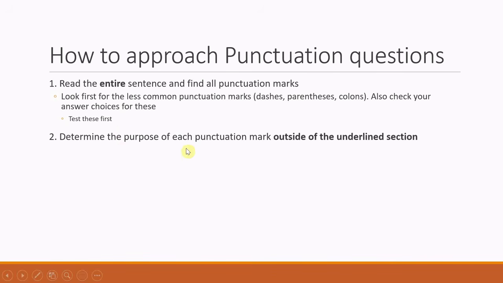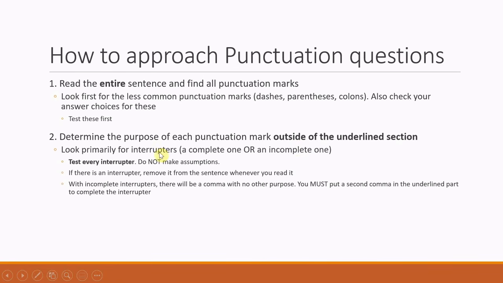Once you're past those, you're going to determine the purpose of every punctuation mark. So at that point, it's mostly commas, periods, semicolons, outside of your underlined section. So not the stuff you can change, because those you'd have to test a whole bunch of things. Start with all the rest of the sentence and figure out what are they used for. Primarily what you're going to be looking for here are interrupters. If you see that dash elsewhere, you probably have to put the second dash in your underlined section, and you need to notice that. If you see a comma beforehand, you have to figure out, is that comma starting an interrupter? Is that comma part of a list? Is that comma separating an independent and dependent clause? So I need to make sure I have that. That's what you're trying to figure out.